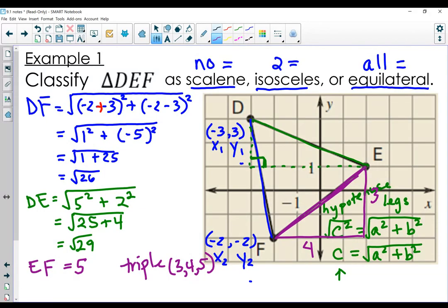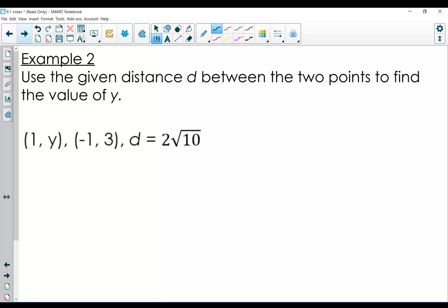So now to answer the final question: I have no equal sides here, and so I have a scalene triangle. For example 2, it says use the given distance D. So they're giving me the distance this time between 2 points to find the value of y.